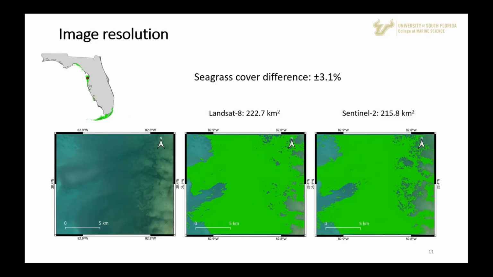And how big is the difference between the different resolutions? Well, there is about 3% difference in seagrass cover using two images from different resolutions, in this case Landsat 8 and Sentinel-2. But I would say that the mapping using Sentinel-2 might be more precise due to the higher number of images available, which allows us to reduce any interannual variability in seagrass extent.